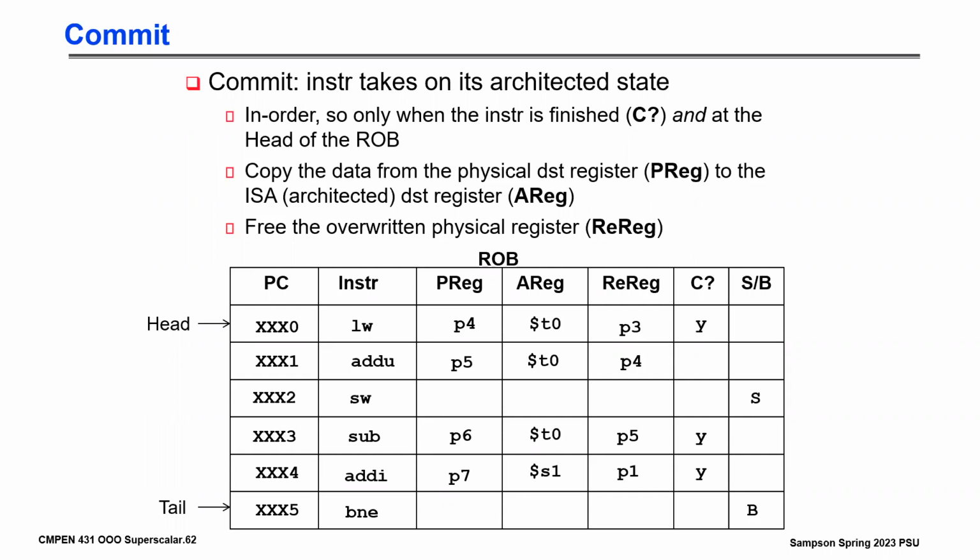Again, it depends on how you're actually building the physical and architectural register files, whether or not you want to carry more data with you or whether you want to initiate a move at this point. They are logically equivalent, right? At the end of commit, T0 architecture will have the contents in P4. Okay. This was the renamed register.